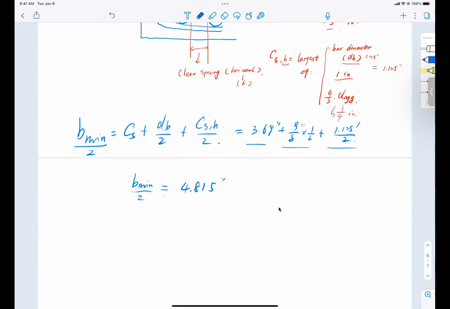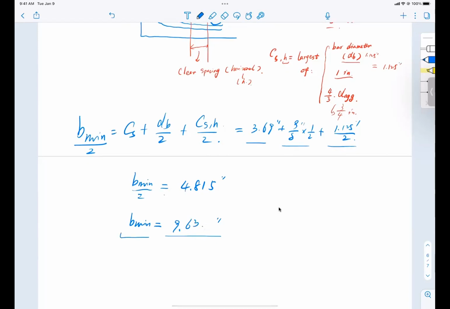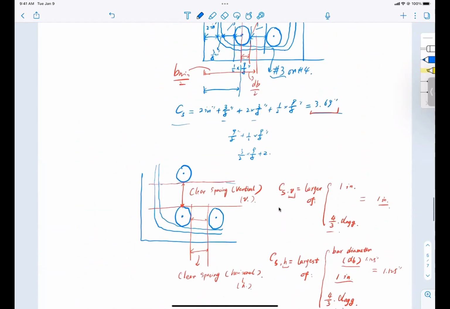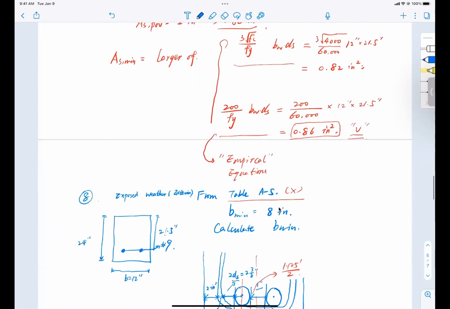Now, this is only half of it. What is the full now? Okay, that is what I have. 9.63 inch. All right. So what is the number from table A5? What is it? 8 inches.